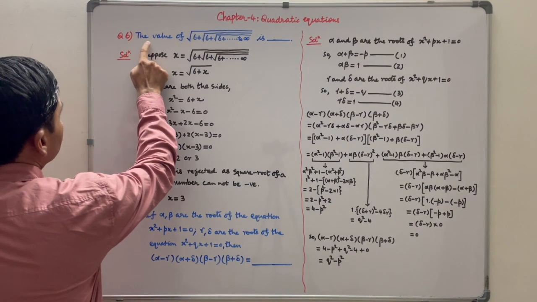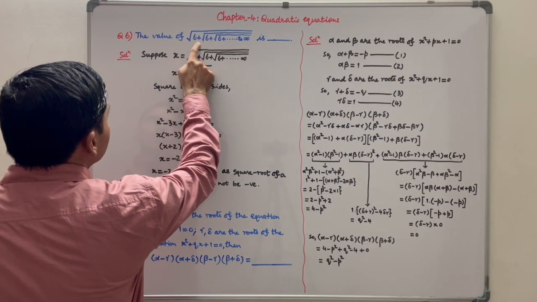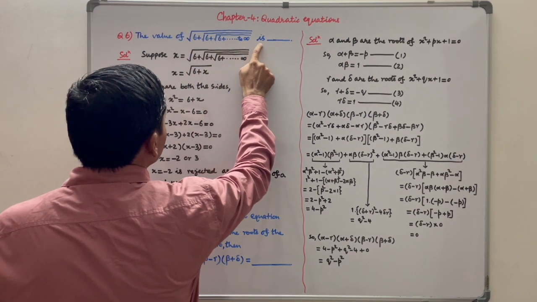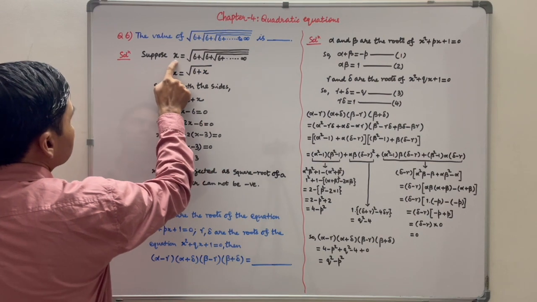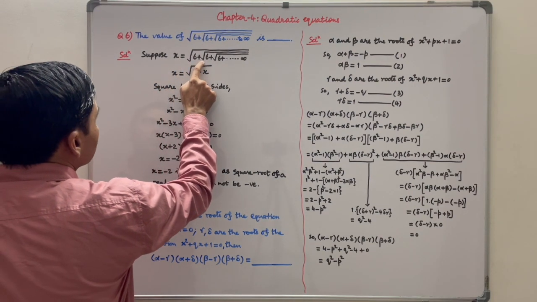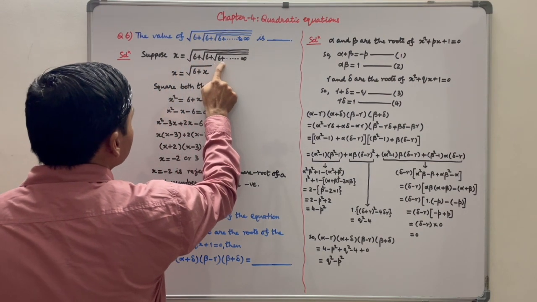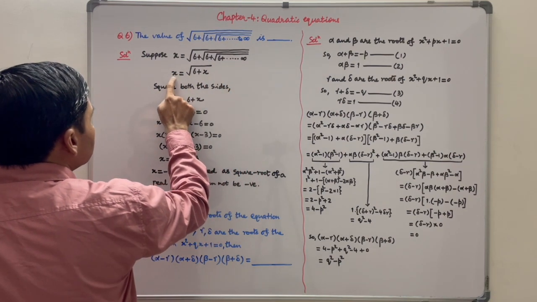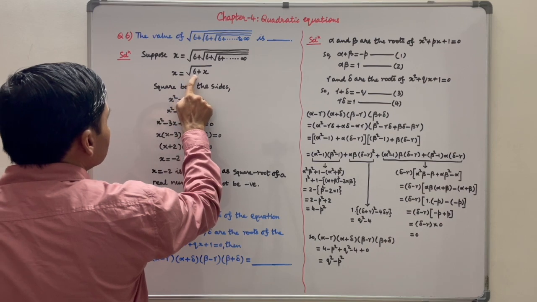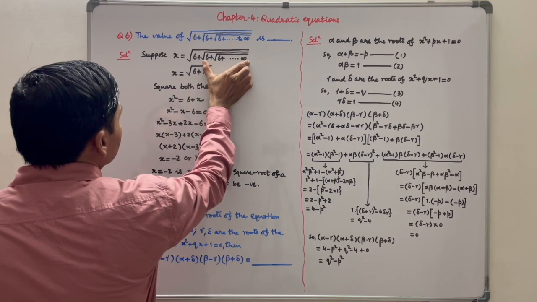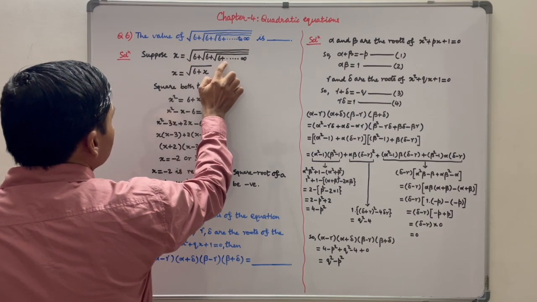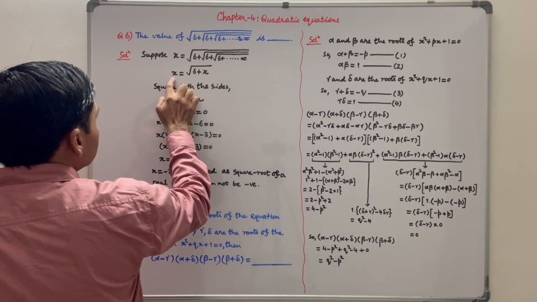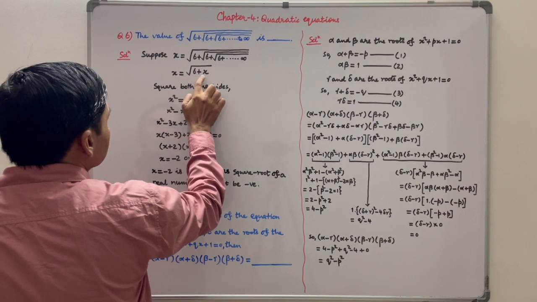Sixth question, the value of under root 6 plus under root 6 plus under root 6 plus and so on up to infinity is. Suppose x is equal to under root 6 plus under root 6 plus under root 6 plus and so on up to infinity. So this can be written as x is equal to under root 6 plus this whole part, which can be replaced by x because infinity minus 1 is also equal to infinity. So x is equal to under root 6 plus x.